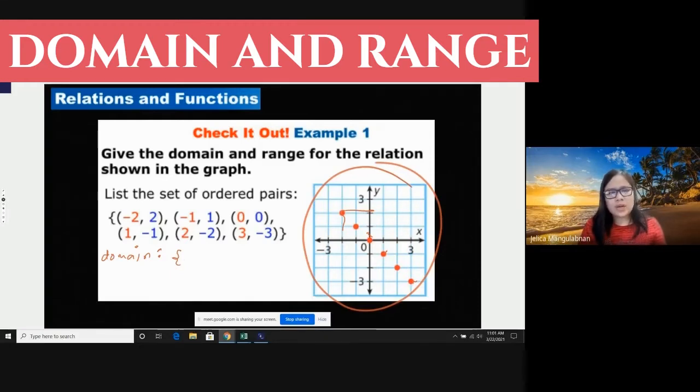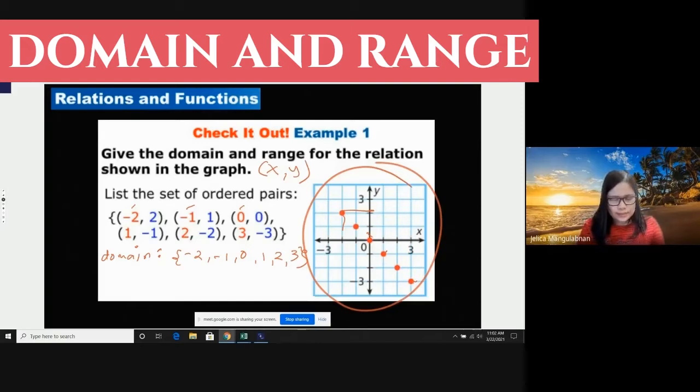Take note: in writing the domain and range, aside from using a bracket, we need to write them in proper order from least to highest. So here the least number is -2, followed by -1, then 0, because as I mentioned a while ago, in an ordered pair it is x and then y, so x first. Then we have +1, +2, and +3. Those are all the values of the domain.